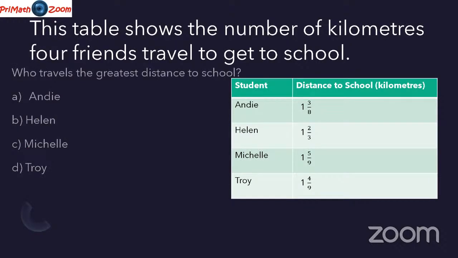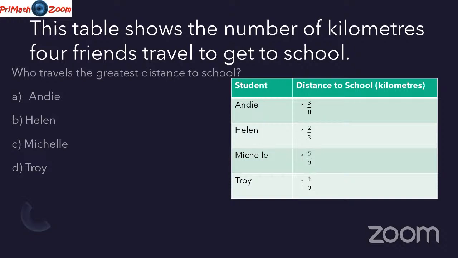Now let us look at our final question for today. So this question says, the table shows the number of kilometers 4 friends travel to get to school. Who travels the greatest distance to school? And I want you guys to talk about this here in the chat. I want you to talk how we can solve this in the chat. I want a very fruitful discourse. I want persons responding to persons in the chat. Let us look at this.